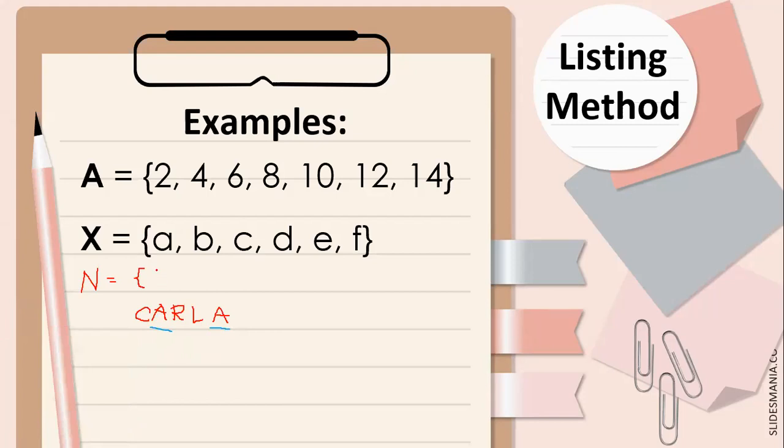No. Because teacher said repeating is not allowed. So we list the first one. We have C. And then the second, A. And then R. And then L. So we do not list the other A. And then we end our elements. So we have set N is equal to the elements C, A, R, and L.